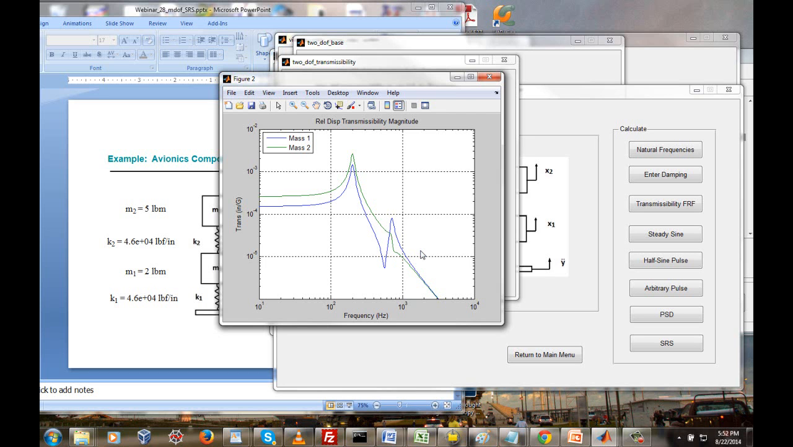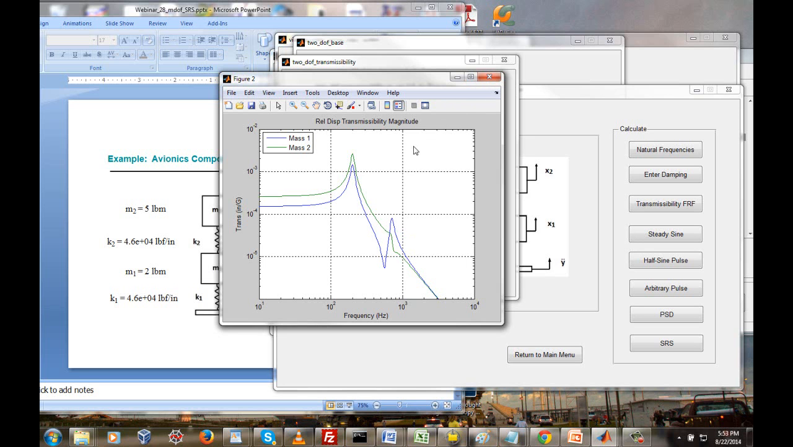But one of the things we notice here for these relative displacement transmissibilities is that pretty much the first mode is going to dominate the response for each of the two masses for relative displacement. And the participation from the second mode is going to be kind of marginal.